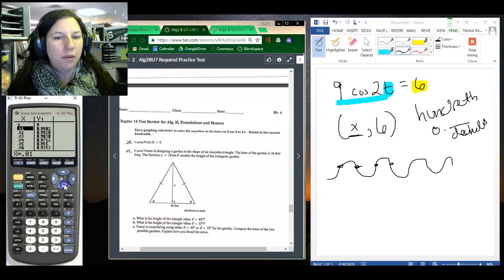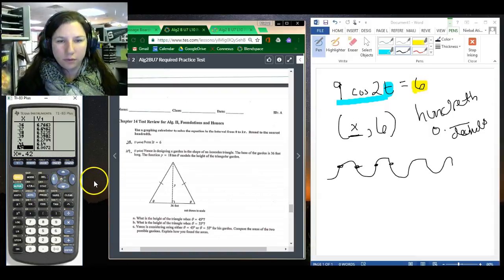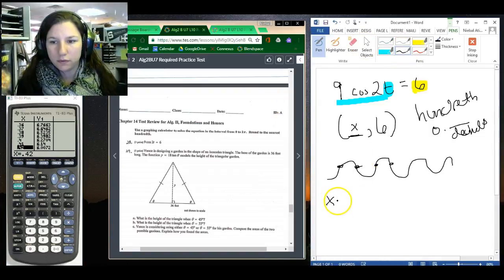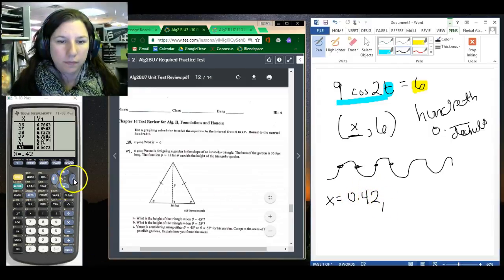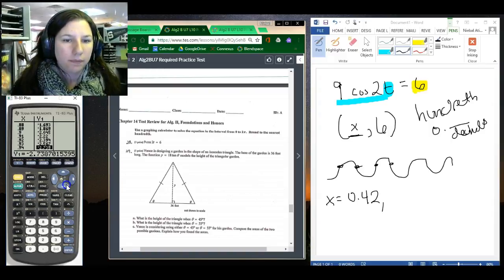So now I'm looking at my table and I'm just going to go through, and we're looking for all the x's where your y equals 6. Okay, there's the first one. Okay, let's keep going. See, the graph goes down, down, down, down, down, hits a minimum, and it's going to start going up again.